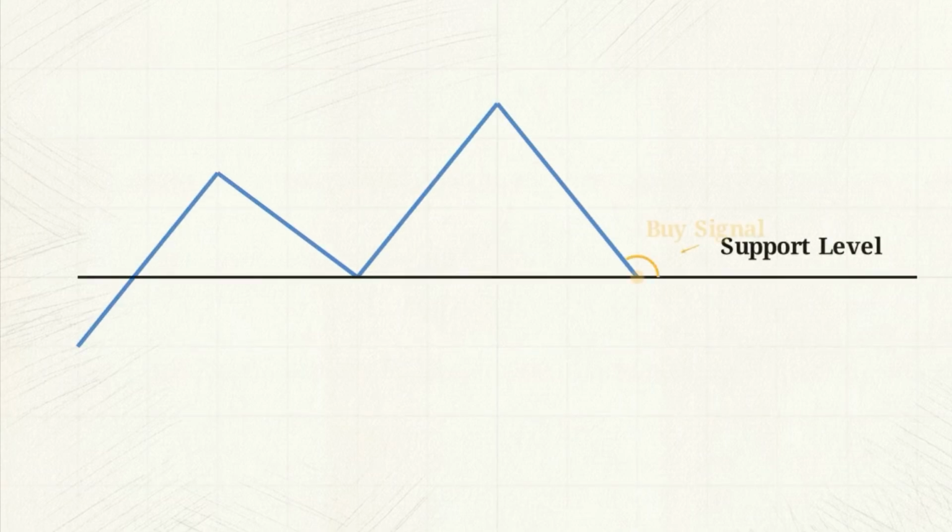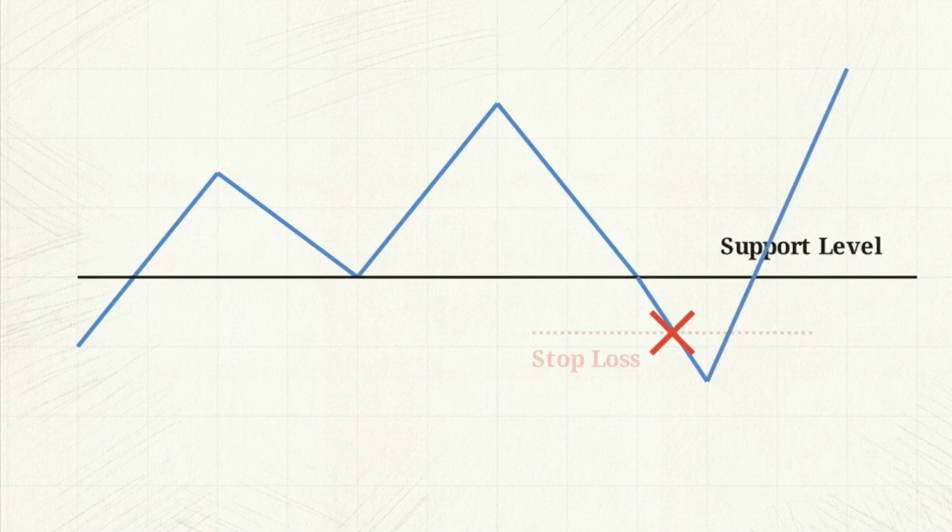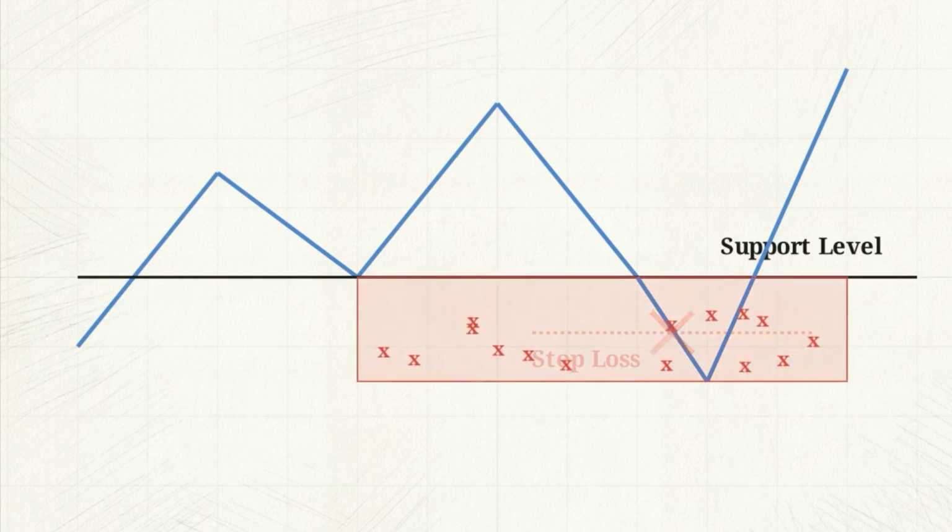This chart shows a textbook technical buy setup. We have a clear bullish structure, a bounce off strong support, and a buy signal. But watch what happens. The price plummets, takes out your stop loss, and then immediately shoots up in your exact predicted direction. That sudden drop is entirely intentional.